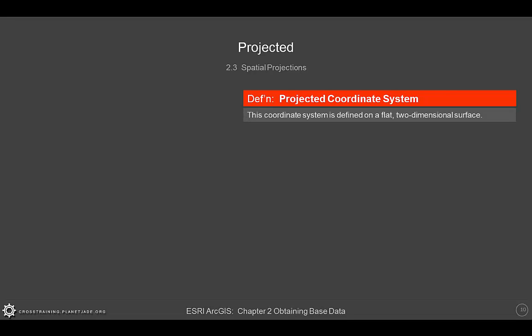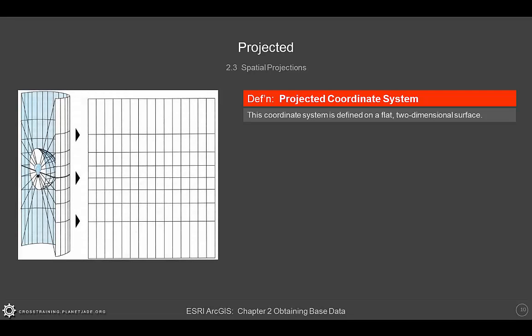The next spatial projection I want to talk about is called the projected coordinate system. So what is a projected coordinate system? This coordinate system is defined on a flat two-dimensional surface. So the one we just looked at before was a sphere, and this one is flat. So as mentioned earlier, everything is based off the sphere.